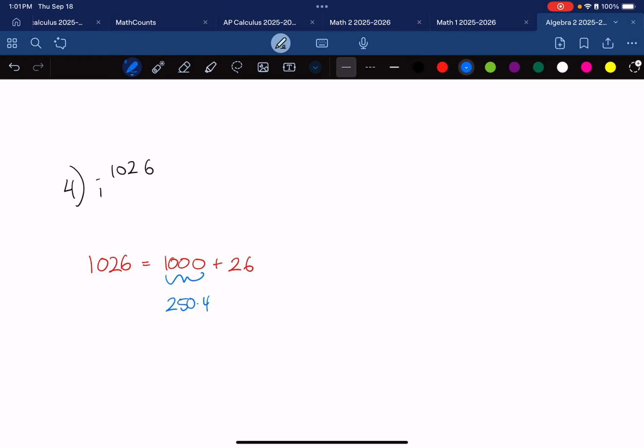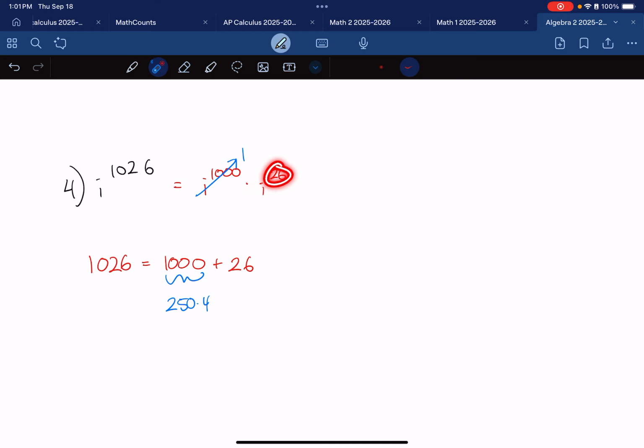So this is the same thing as i to the power of 1,000 times i to the power of 26. I just told you that down here. I'm using properties of exponents now. And i to the power of 1,000 is just 1. I'm going to skip some steps and say that is just 1. Whenever you have this power as a multiple of 4, you just cross it off from here on out. So now I'm really dealing with i to the power of 26, which is much easier, right?